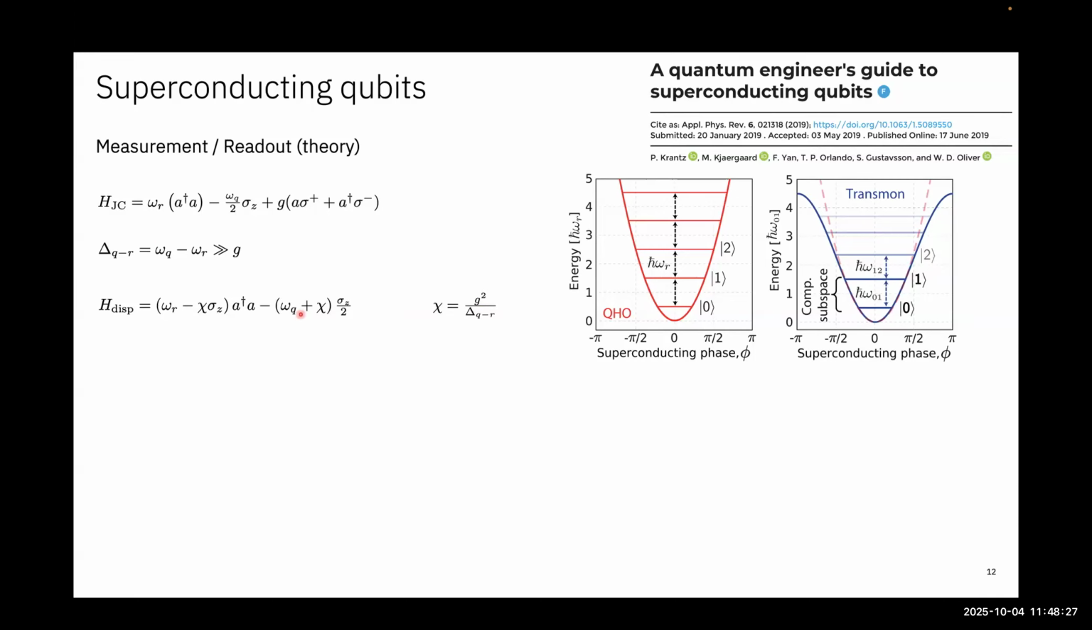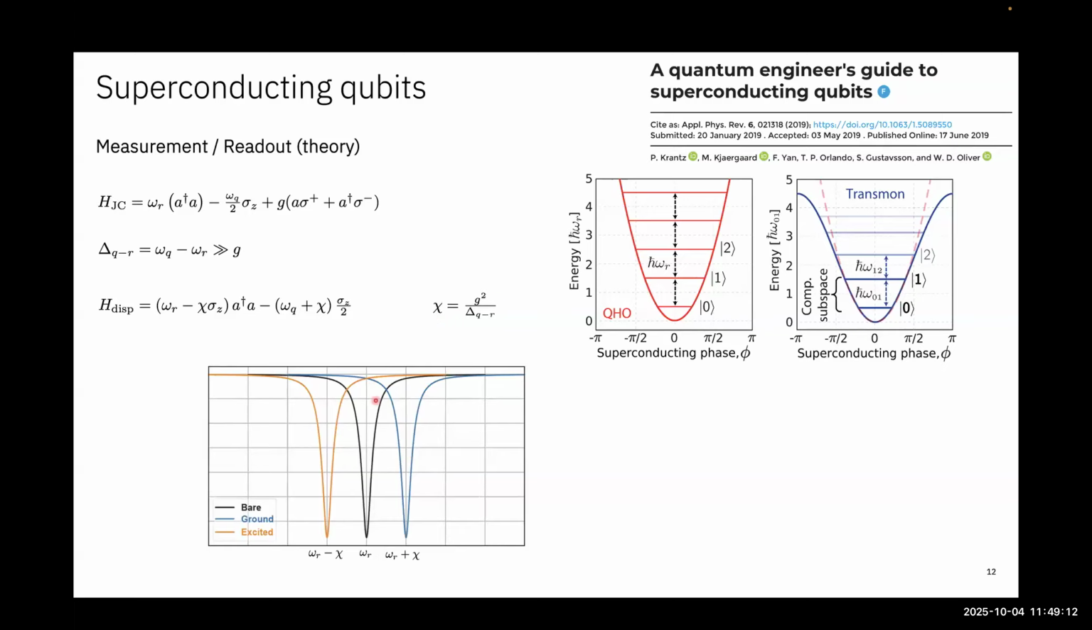What this is saying is that you can map from here to here. You go from omega r being just for the cavity to omega r being dependent on the state of the qubit. Since sigma z is a qubit operator, what this is essentially saying is that when the qubit is at state 0, your resonator changes its frequency. When it's at state 1, it changes its frequency differently. And the amount of shift you get when the qubit changes is this chi, which is the dispersive shift.